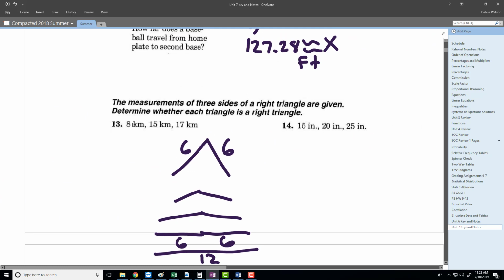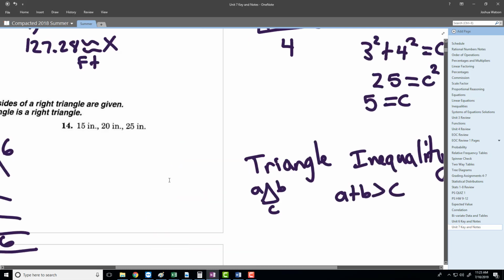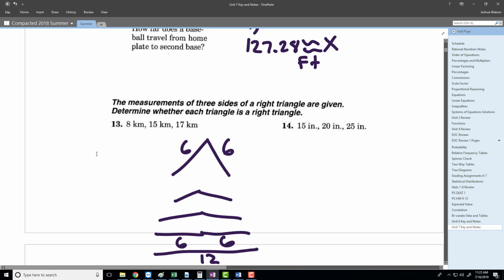Well, it turns out it does. Is it a right triangle? Well, it would have to satisfy the Pythagorean theorem. Which side must be the hypotenuse? That one. Why? Because it's the biggest side. So we have to see if 8 squared plus 15 squared equals 17 squared.